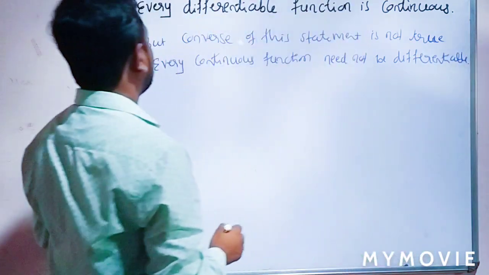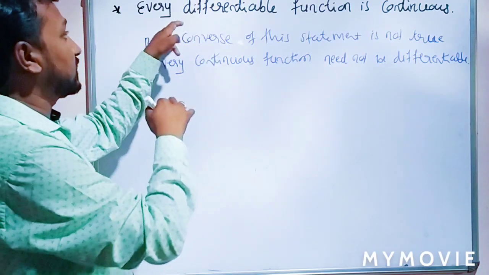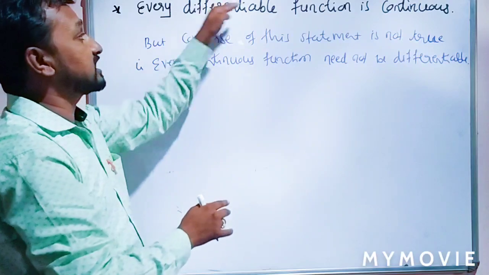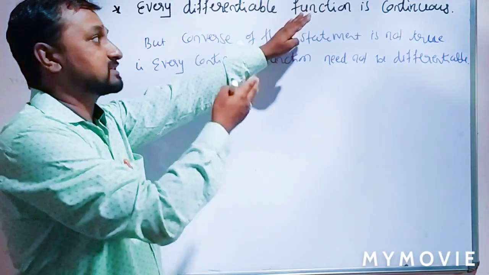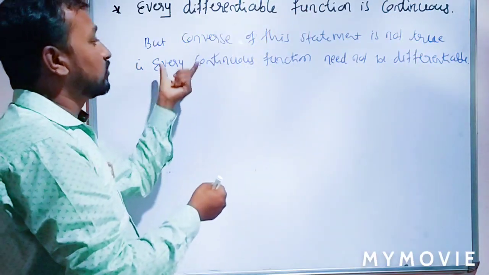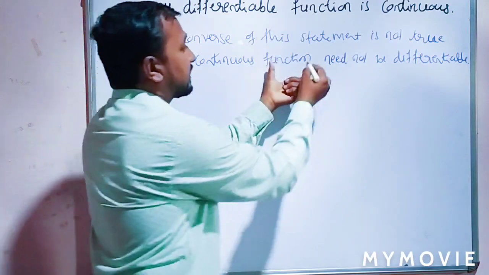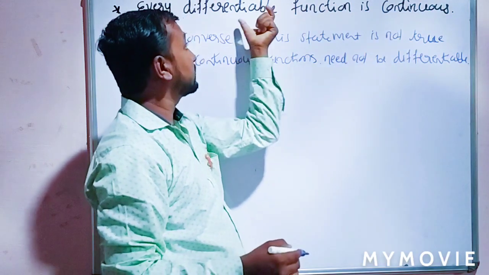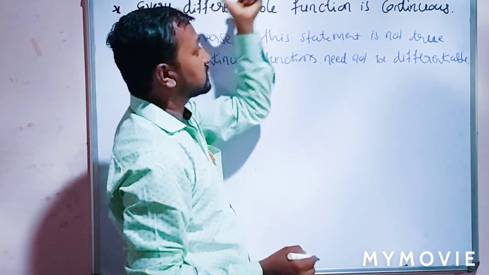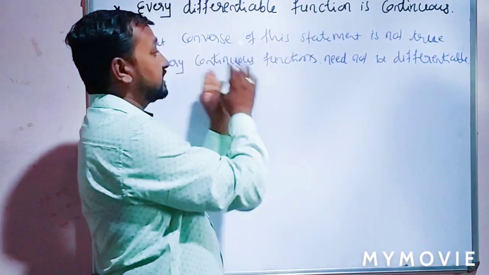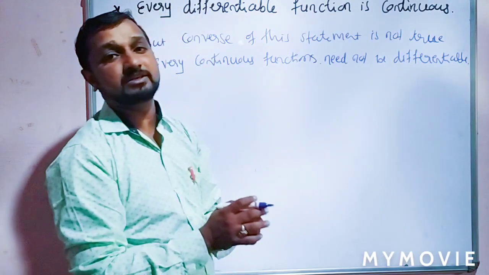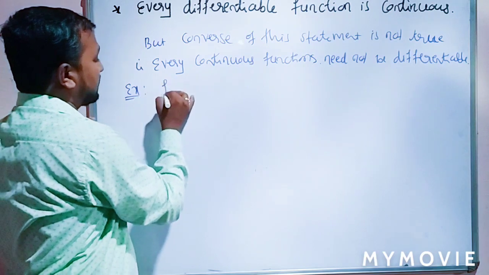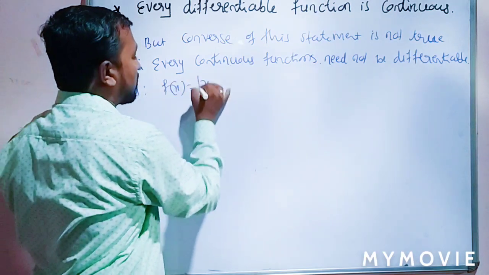We conclude that every differentiable function is continuous as per the previous theorem, but the converse of this statement is not true. Converse is nothing but opposite: every continuous function need not be differentiable. Here every differentiable function should be continuous, but every continuous function need not be differentiable. For example, let us take f of x equal to mod x.